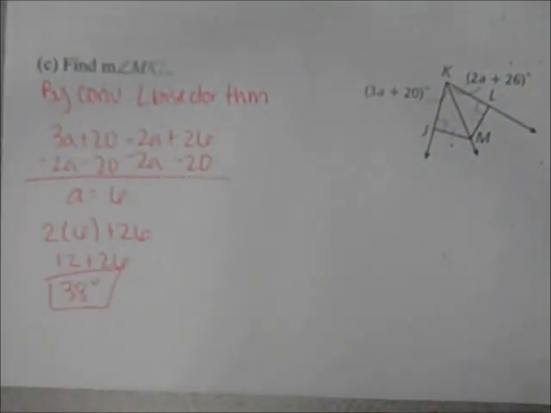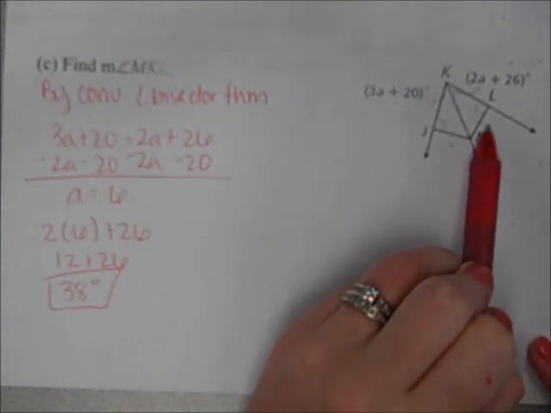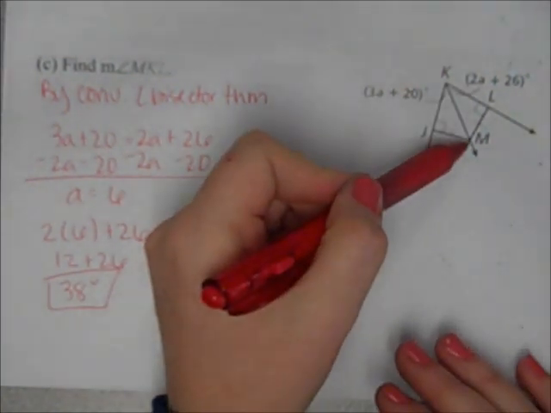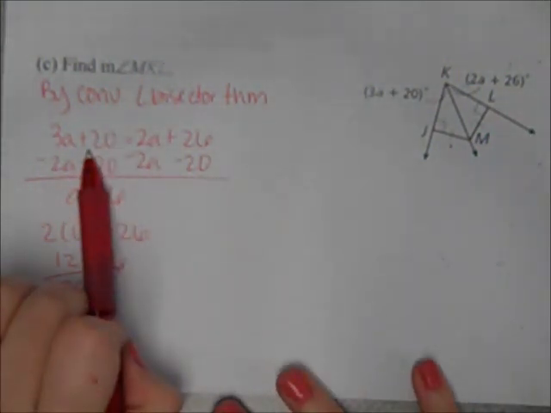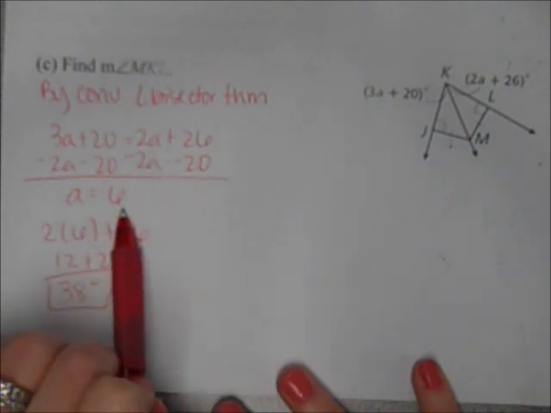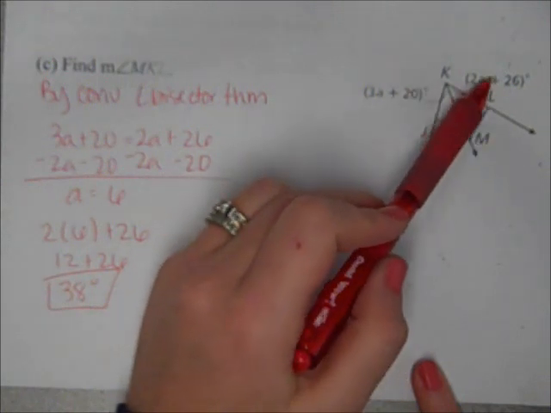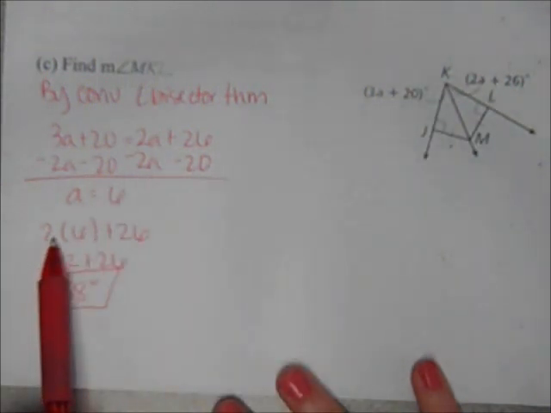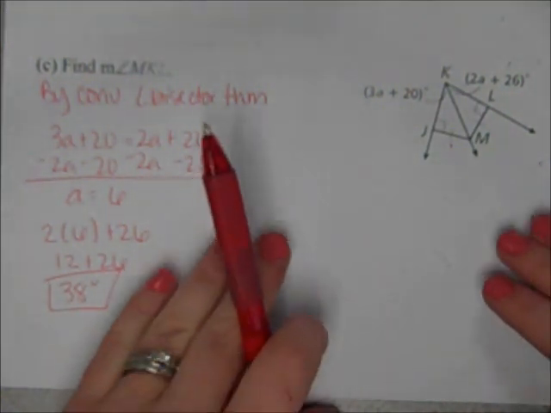Okay, this one's a converse as well because you can see I don't have the angle marks yet, but I do have the tick marks on the inside telling me that M is in the middle, so it must be a bisector. So I'm going to go ahead and set 3A plus 20 equal to 2A plus 26. Solve that out to get A is equal to 6, and then plug it back in for MKL. So I'm going to plug it back in here, 2 times 6 plus 26. So that angle is 38. Hopefully you got that right.